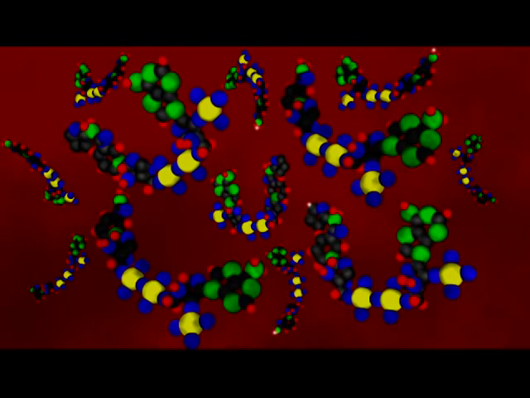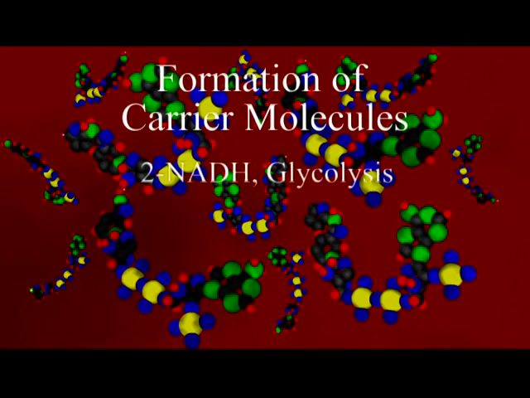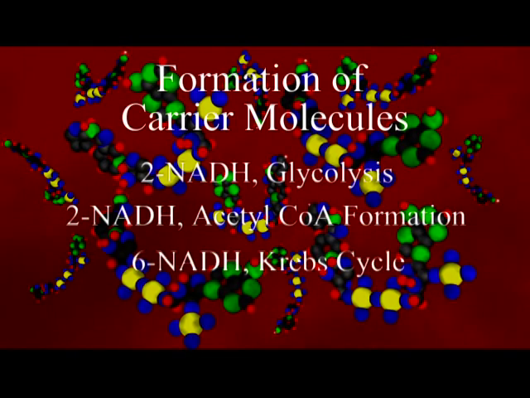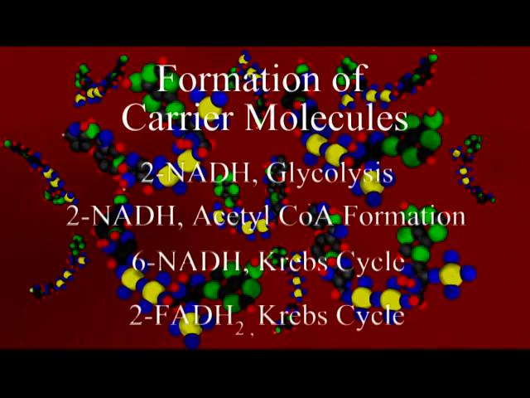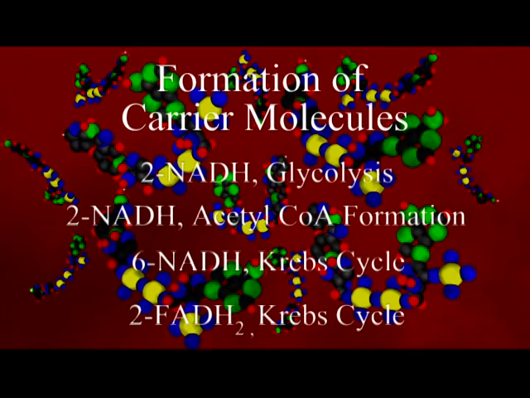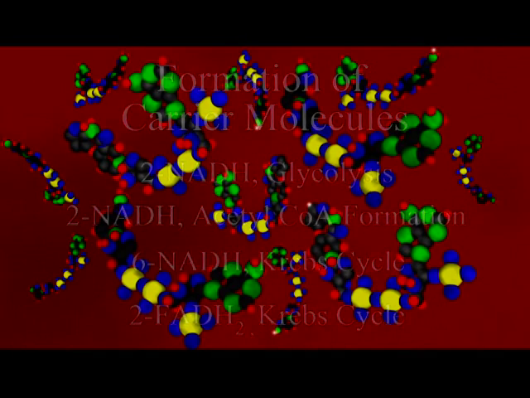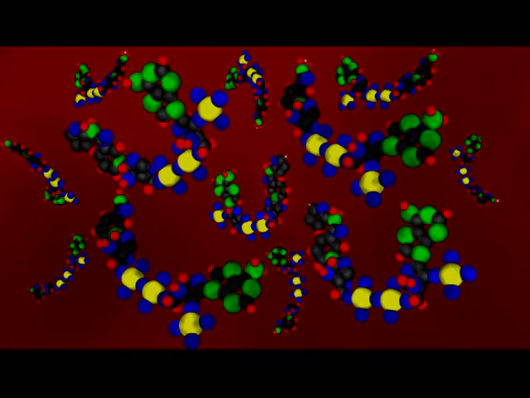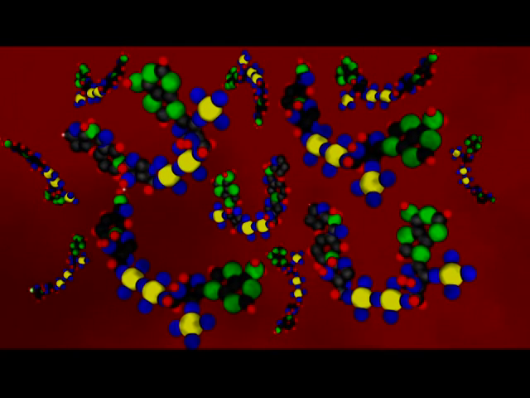carrier molecules. 2 NADH during glycolysis, 2 during acetyl-CoA formation, and 6 more during the Krebs cycle, along with the 2 FADH2 molecules also formed during the Krebs cycle, for a total of 10 NADH and 2 FADH2 molecules. Each one of these carrier molecules hold a pair of energetic electrons.